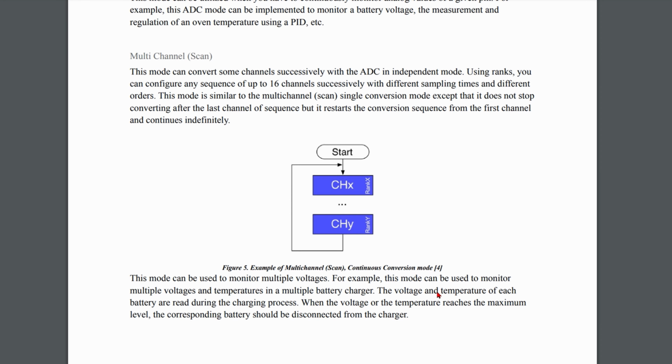This mode can convert some channels successively with the ADC in independent mode. Using ranks, we can configure any sequence of up to 16 channels successively, with different sampling times and different orders. This mode is similar to the multi-channel scan, single conversion mode, except that it does not stop converting after the last channel of the sequence, but it restarts the conversion sequence from the first channel and continues indefinitely.